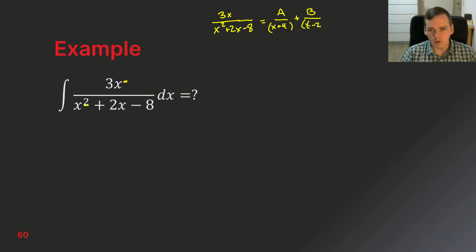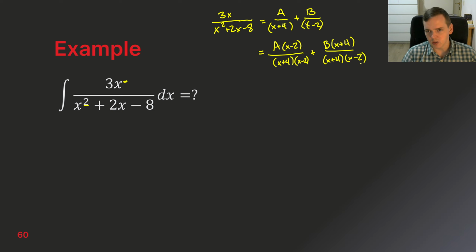You can't use different factors. This is the only way to factor it. But if you switch your a and b, it's fine. You'll still end up with the same thing. So now we have to take our next step, and we say that this is equal to a times x minus 2, because we want to combine these into a single fraction, plus b times x plus 4 over x plus 4 times x minus 2.